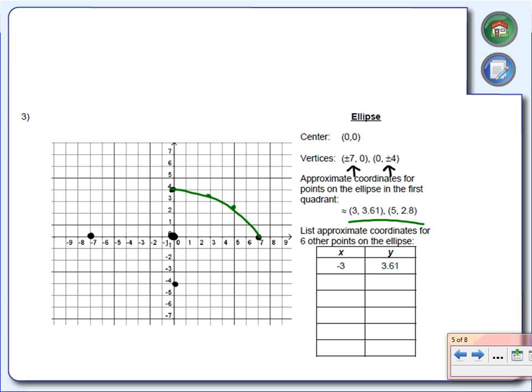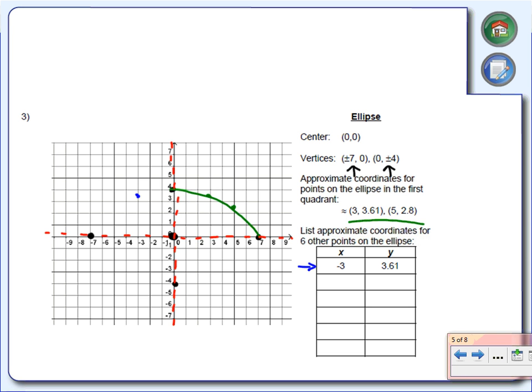All right, so we're going to find 2 in the second quadrant, 2 in the third quadrant, and 2 in the fourth quadrant. Now, they've already given me one of the ordered pairs that would fall in the second quadrant, and that's negative 3, positive 3.61. That's this one right here. So they've given me that. And how do I know that's one? Because remember, there's 2 lines of symmetry here. There's a vertical line, and there's a horizontal one.